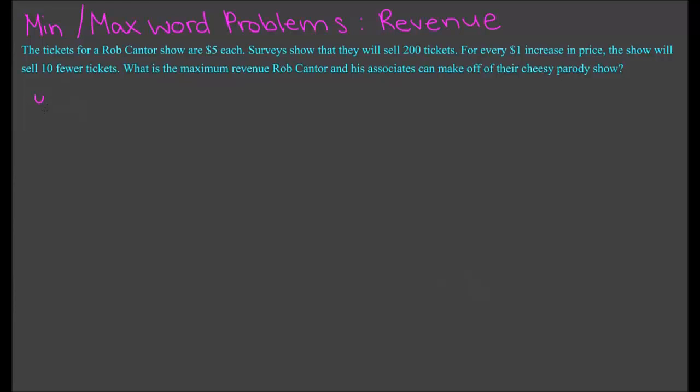First, we need to find the important information. The initial number of tickets sold is 200, and there will be a decrease in sales in multiples of 10. We can show this by writing bracket 200 subtract 10x bracket.